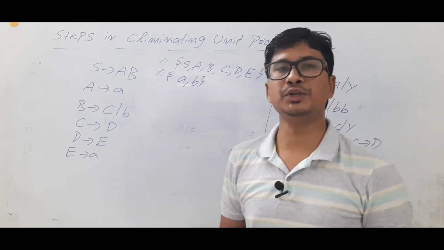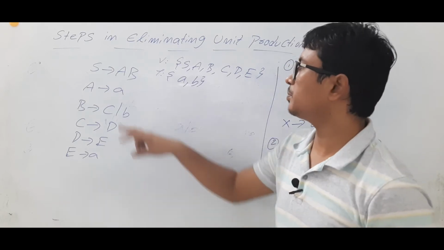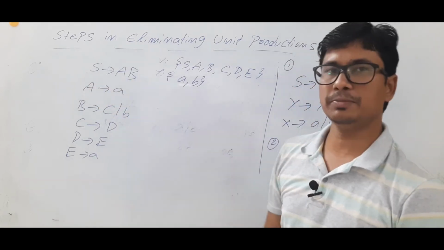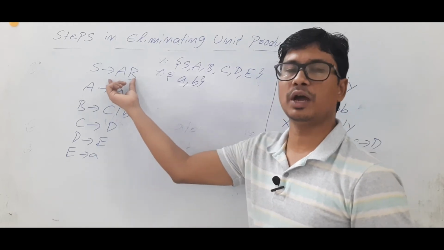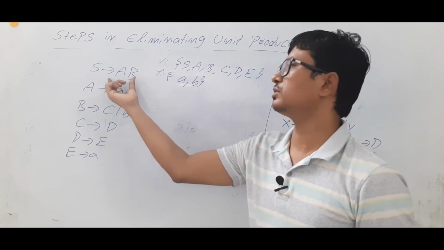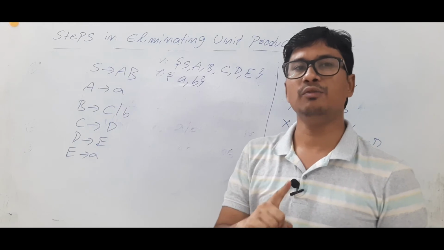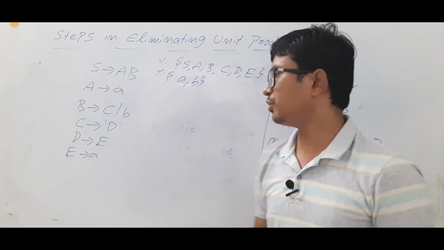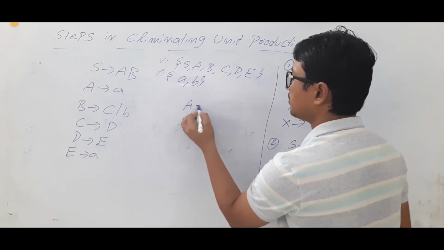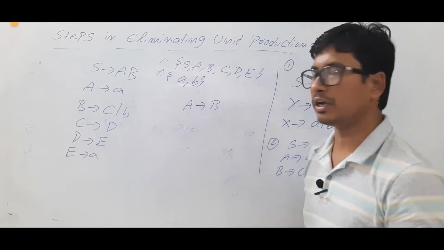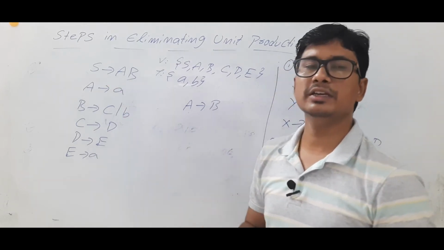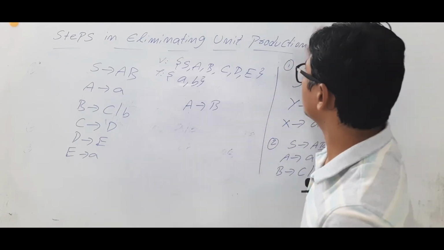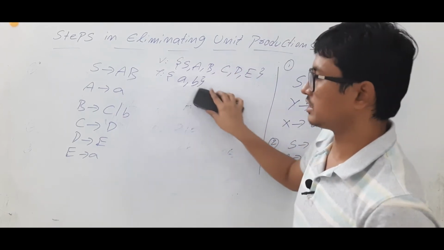Now first we need to identify what the unit productions are. Is S determines AB a unit production? No, it is not a unit production because on the right hand side you have more than one variable. When will it be a unit production? If you have A determines B, where A is only one variable and B is also another variable. AB is two variables, not a single variable. So it is not a unit production.